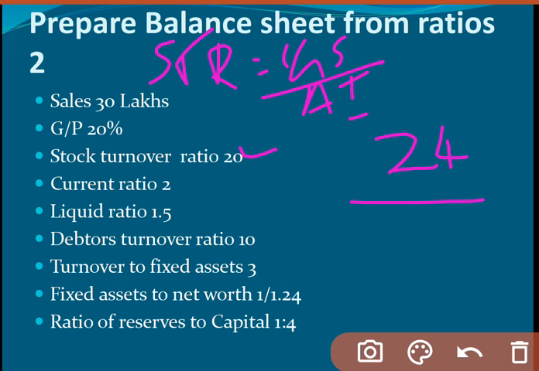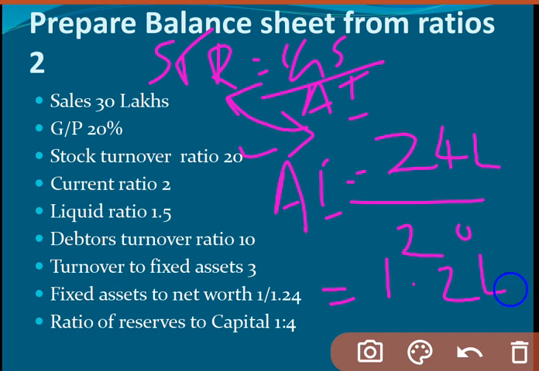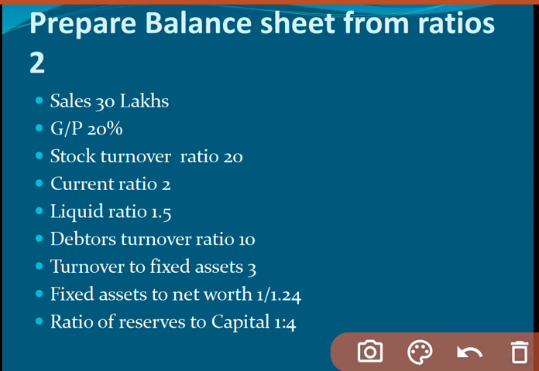Average inventory is not given, but we have been given the stock turnover ratio. So simply substitute the values. Average inventory is equal to 24 lakhs divided by the stock turnover ratio, that is 20, which is 1.2 lakhs. So we got the first value, that is stock, 1,20,000.